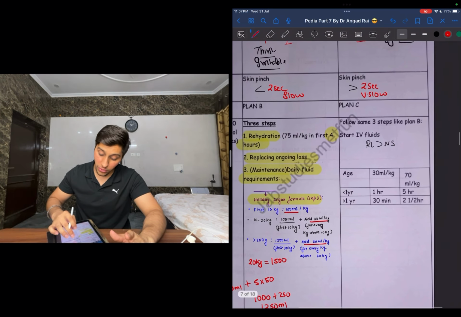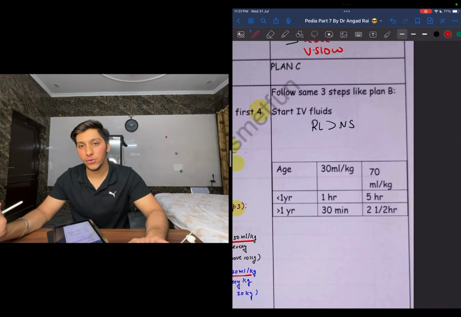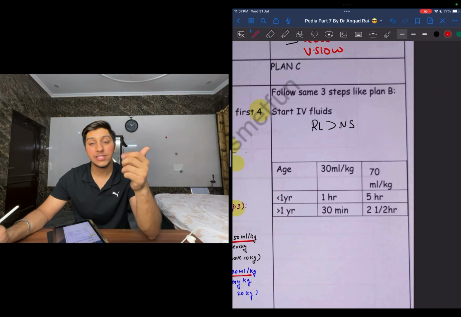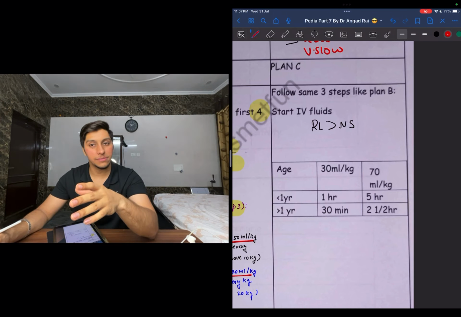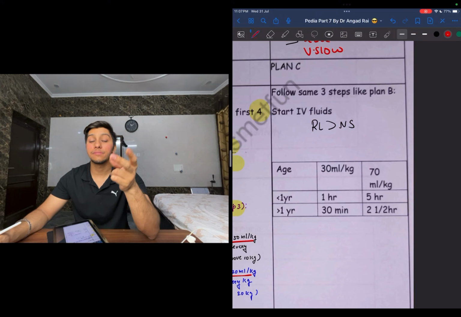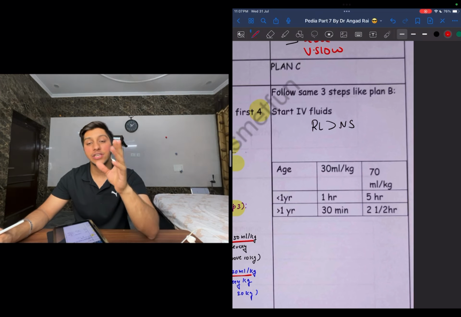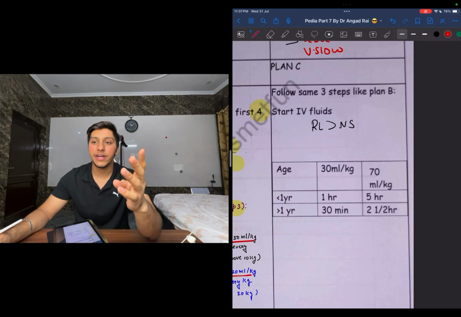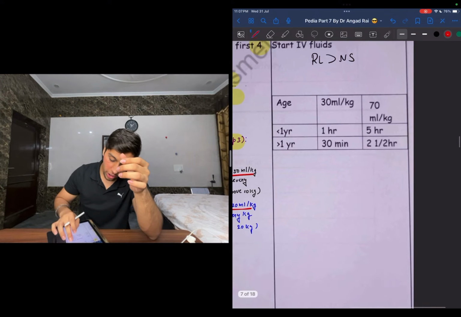Okay. Now in case of severe dehydration, guys, you have to follow the same 3 steps. First is ORS. This time you're going to give around 200 ml because obviously you need more. Then is ongoing loss treatment, which we just now discussed. Rehydration, but this time the rehydration is going to be at 100 ml per kg in the first 4 hours. Now this 100 ml is further divided into 30 ml and 70 ml based on how old the child is.